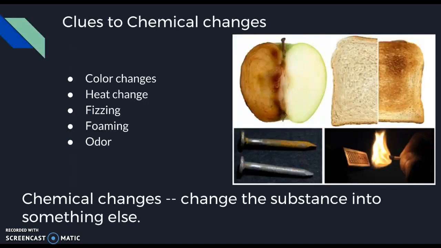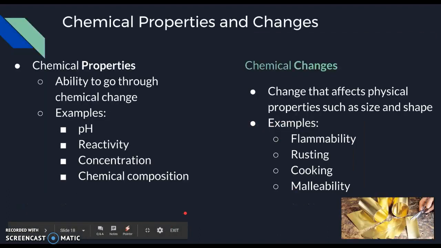Okay, so clues for a chemical change. Color changes, like in the apple here. Notice how the color is changed. There's a heat change. This is an example of rusting. Burning is a chemical change. We've cooked the toast. We can't cook it back and change it back to this. It's not going to happen. Okay, so chemical changes are changing the substance into something else. That's what should have been on that slide right here.